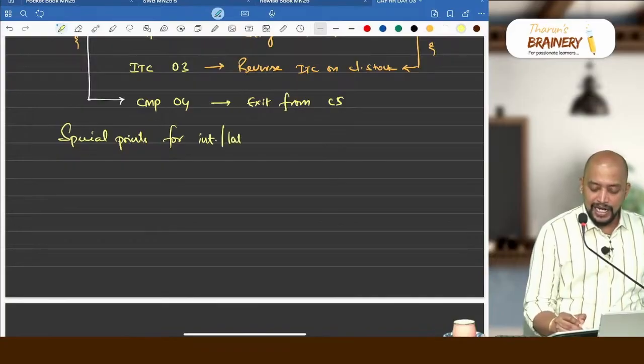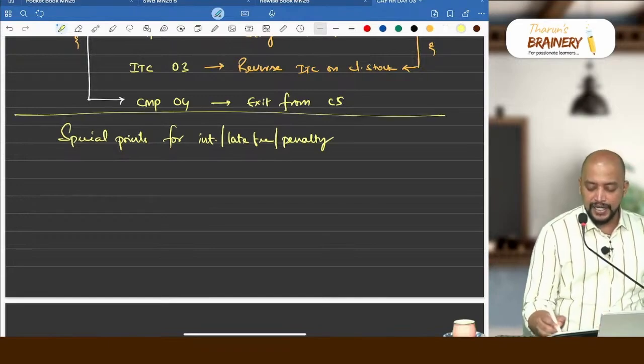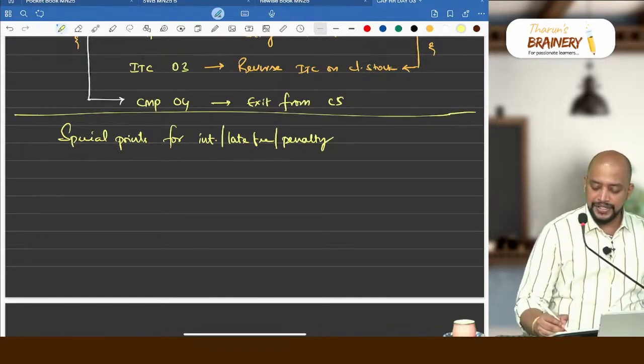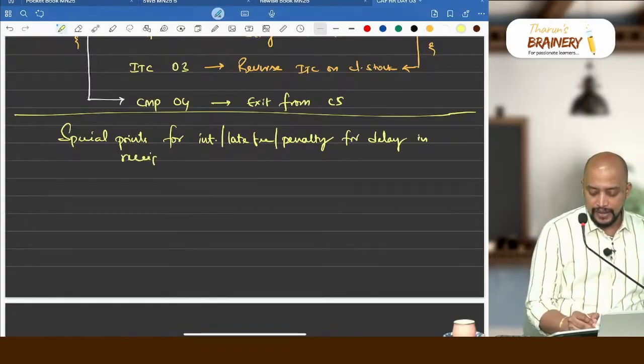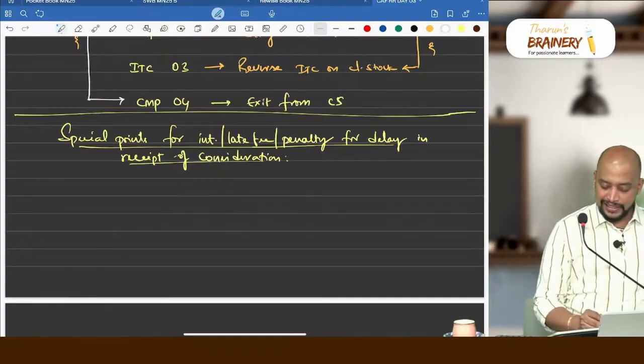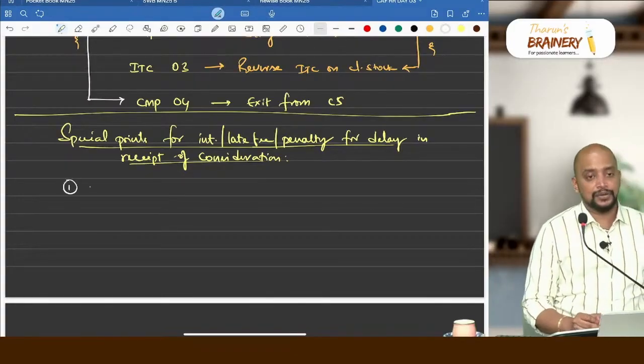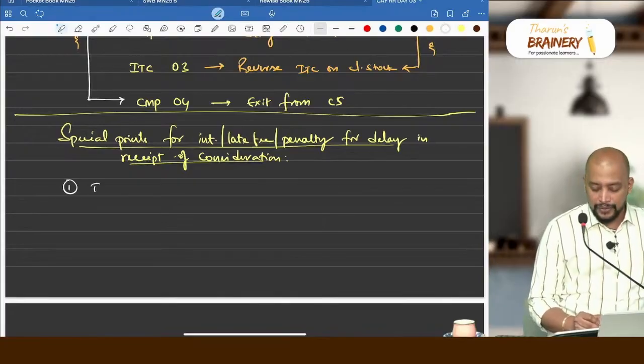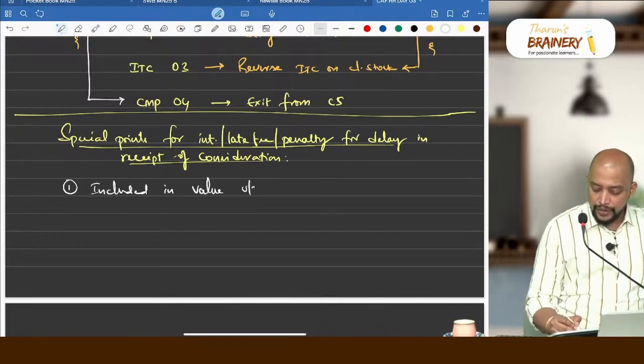Interest or late fee or penalty for delay in receipt of consideration. So what are those points? Number one, what is the time of supply for this? For this interest or late fee, first it should be included in the value, correct? It should be included in value as per section 15 subsection 2 clause D.